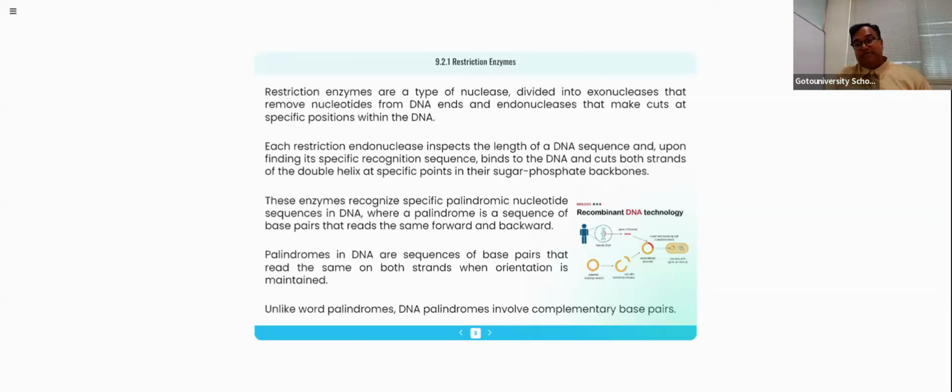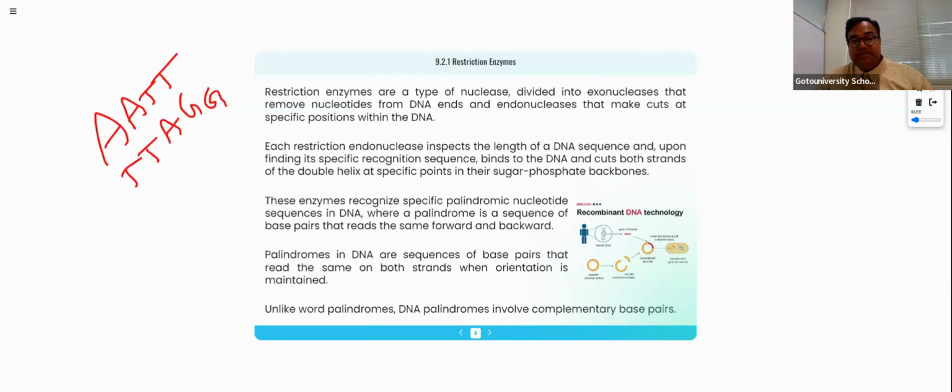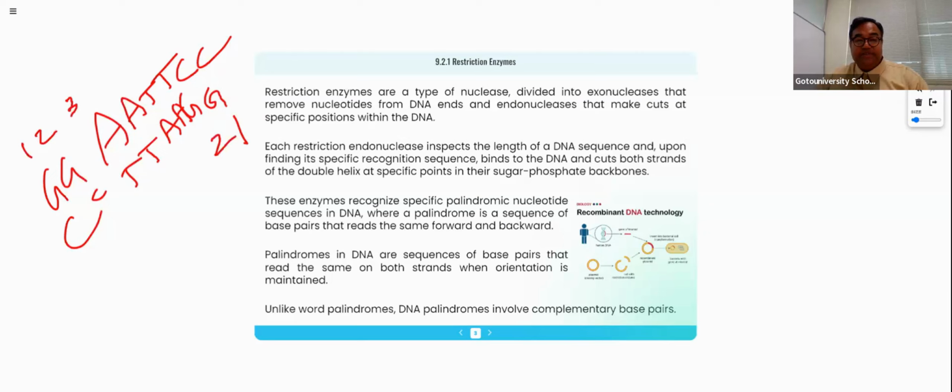I also told about palindromic sequence n number of times. Again, I'm writing the palindromic sequence: A, T, T, and below T, A, G, then G, G, C, C, C, C. So this is the palindromic sequence. If one is there above, here also one. If two is there, here two. If three is there, below also three. Like this, we can write all these palindromic sequences or inverted repetitive sequences.